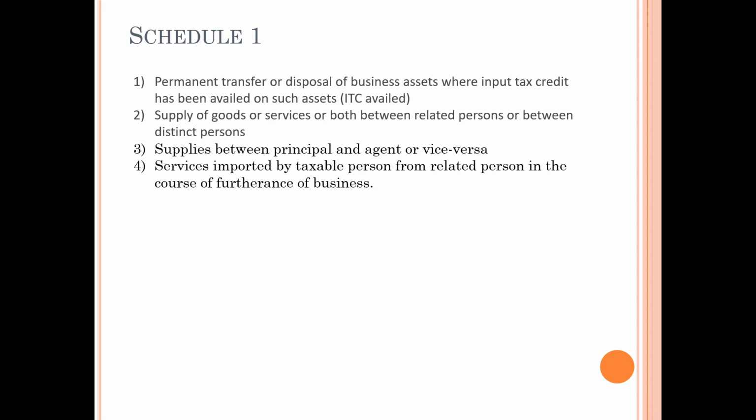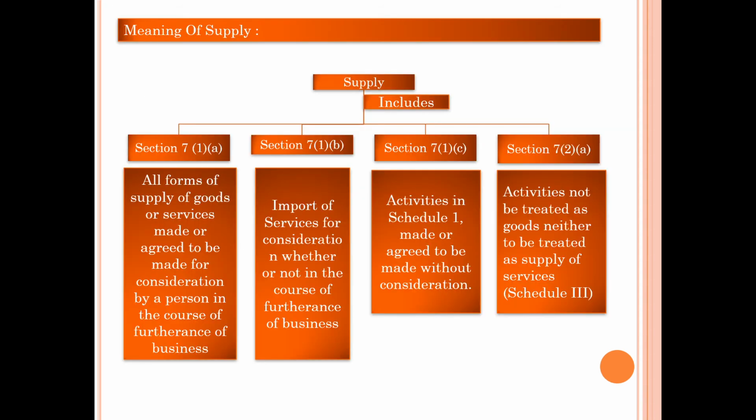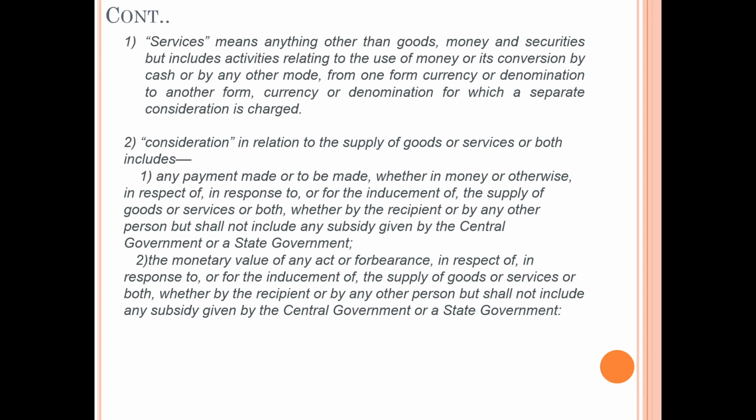Second, supply of goods or services or both between related persons or distinct persons. Now, distinct person means, say for example, I have two units, one in Maharashtra and another in Orissa. I am supplying goods from Maharashtra to Orissa. This is considered as distinct person under GST, though the units belong to same person, but since they are under different states, they have different GST registrations and GST is leviable on it. Or maybe to a related person, then also GST would be leviable on it even if it is without consideration.